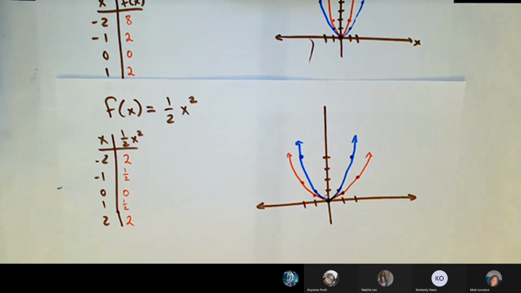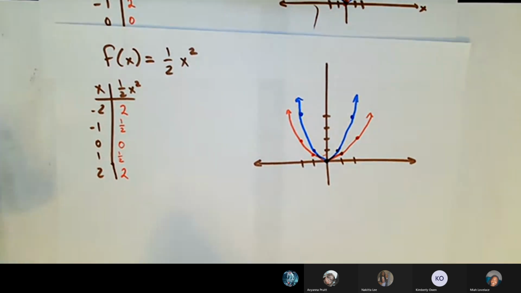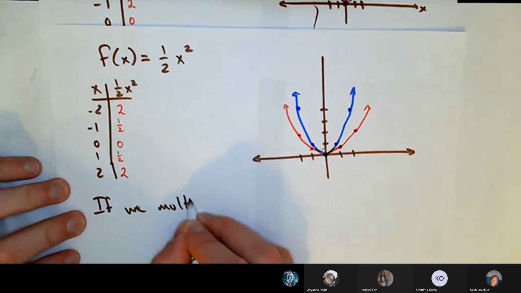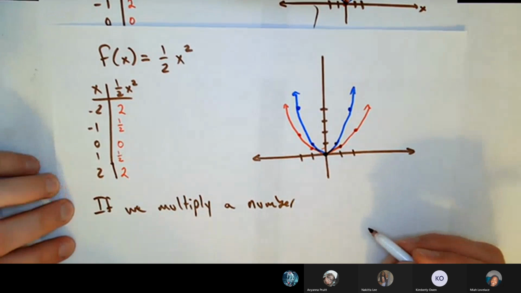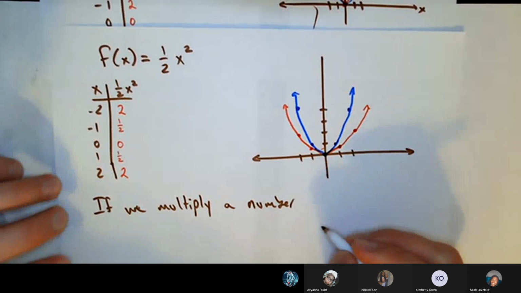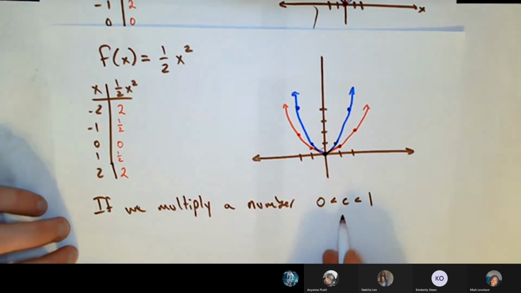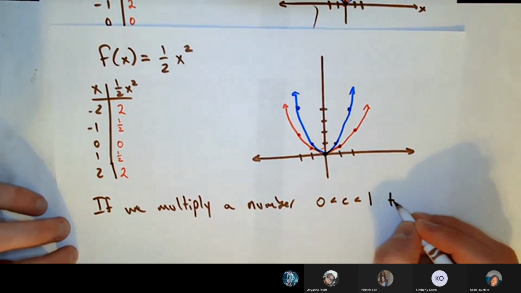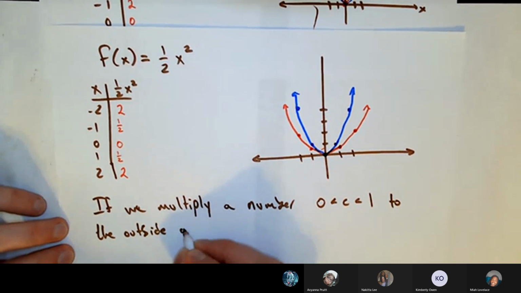All right, I'm going to write down the rule, and then we'll go look at Desmos to get a cleaner picture of this. If we multiply a number, now I said I didn't want to deal with negative, so how do I sandwich c between 0 and 1 to be not negative and less than 1? I say just like this. I say c literally between 0 and 1, so some fractional amount, to the outside of a function.